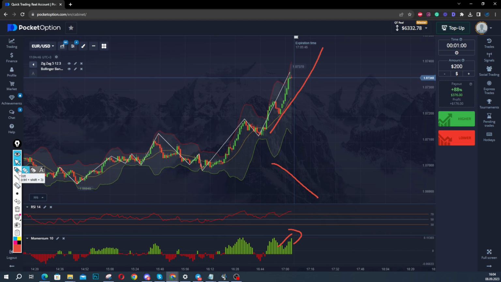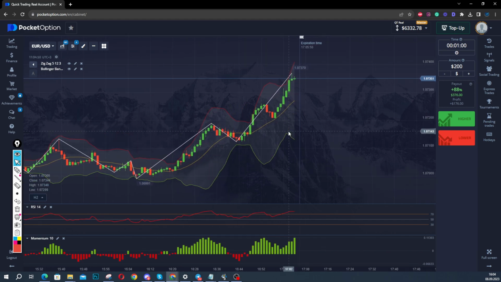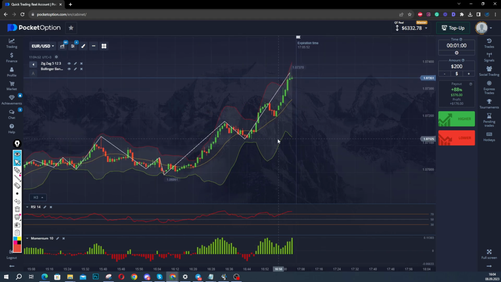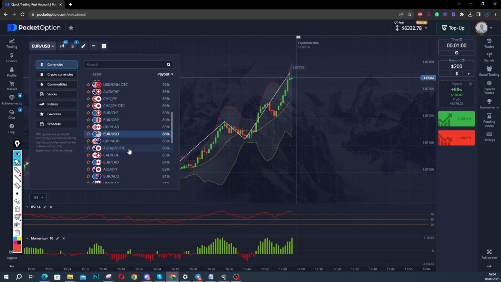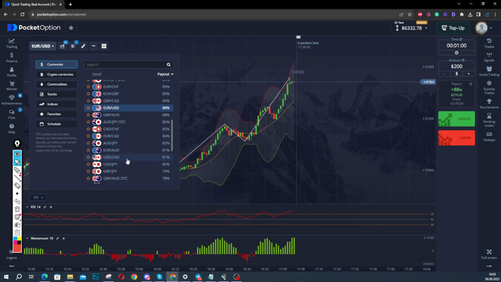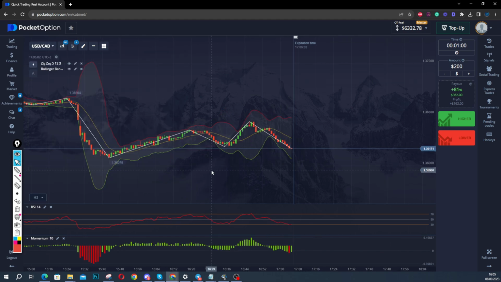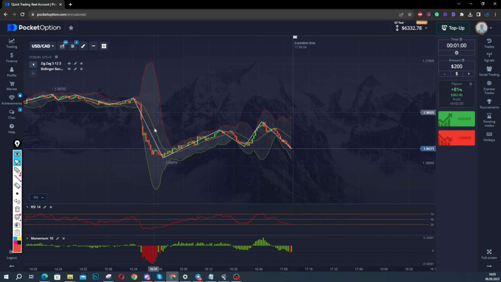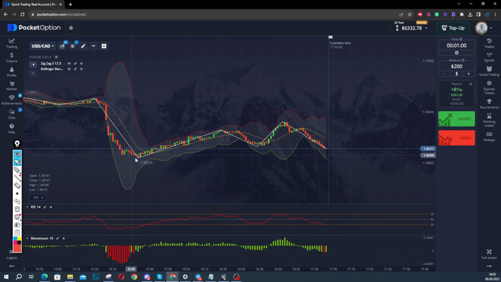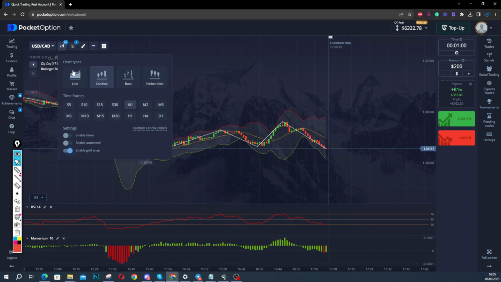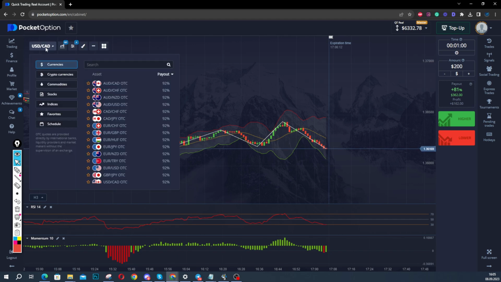I prefer range trading with this strategy. It works very well, but in a trend you sometimes have trouble. It's better for ranges. So let me change it to the US dollar Canadian dollar. What we're seeing here is some news, but no trading chance. Let me change it again.